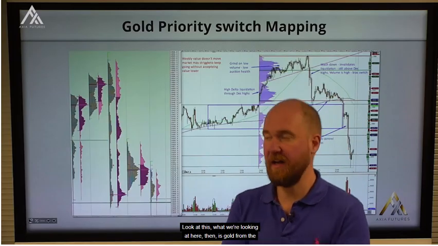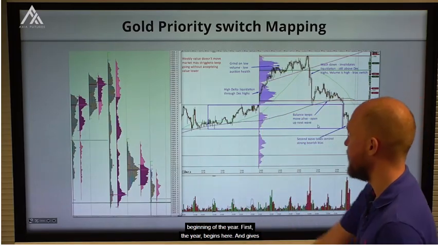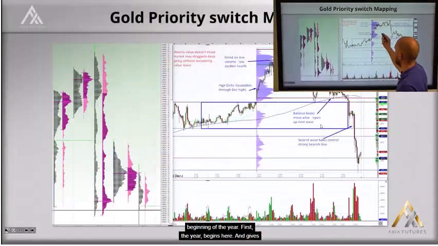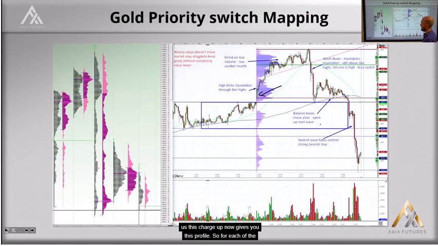What we're looking at here then is gold from the beginning of the year. First day of the year begins here and gives us this charge up. That gives you this profile. So for each of the slides, I'm going to show you the profiles of the week, followed as well with the action on the week with a weekly profile across it. What you get then, early on in the week, you get a move out of a previous range. This was the back end of December, a reasonably tight, low volume range. Massive spike of volume, obviously, huge build up in delta. So you get this huge build up in delta, market charges higher and then grinds onwards.